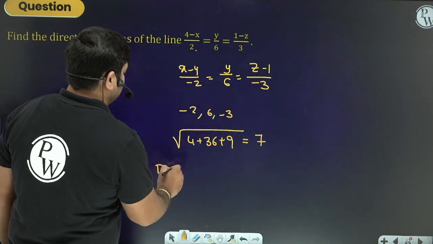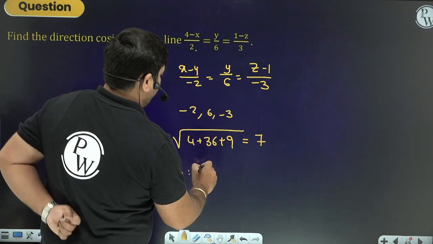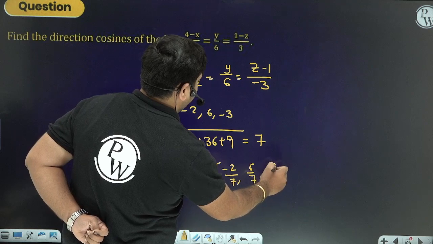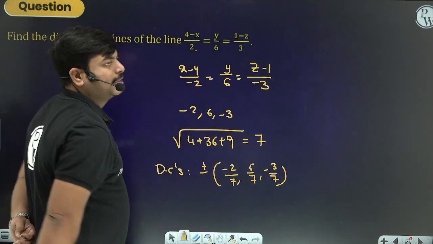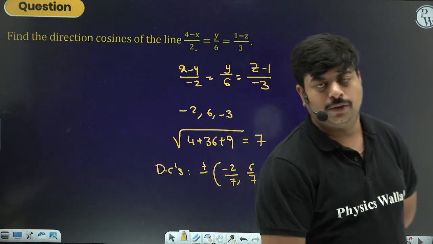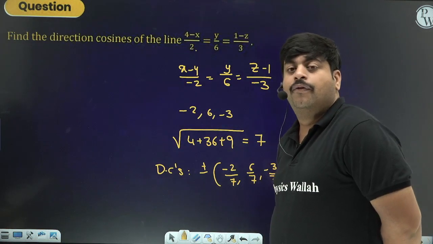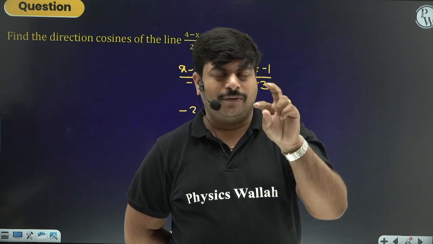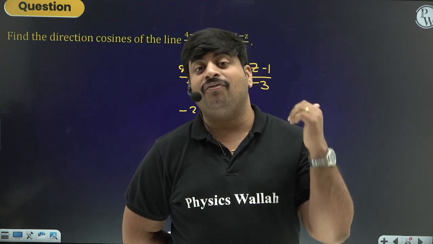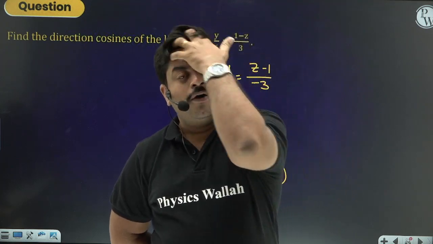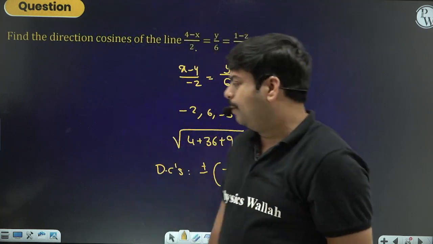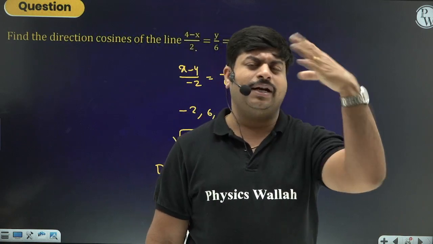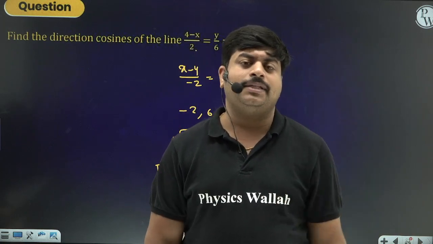So the directional cosines will be plus or minus (minus 2/7, 6/7, minus 3/7). With positive, one answer; with negative, one answer. So we get two directional cosines. Remember, for every line you have two directional cosines which differ in sign, but there are infinite directional ratios, because you can multiply the directional cosines with any number, like 2, 3, 4, 1/2, 1/5, and everything becomes directional ratios.